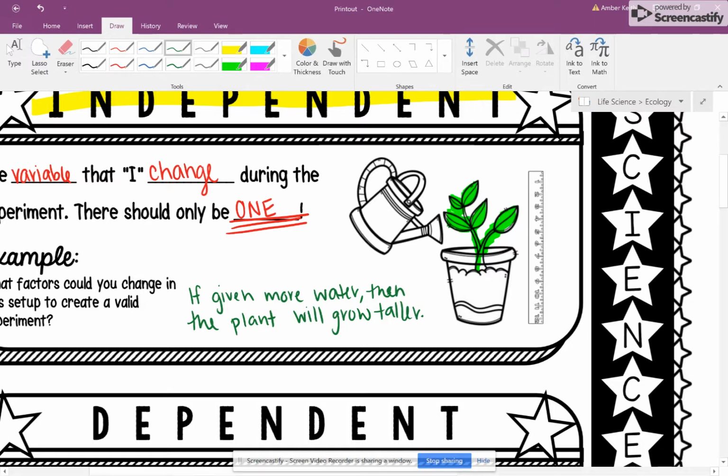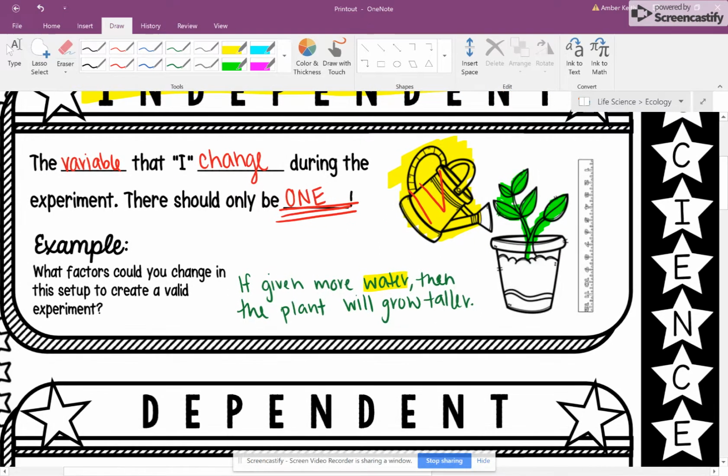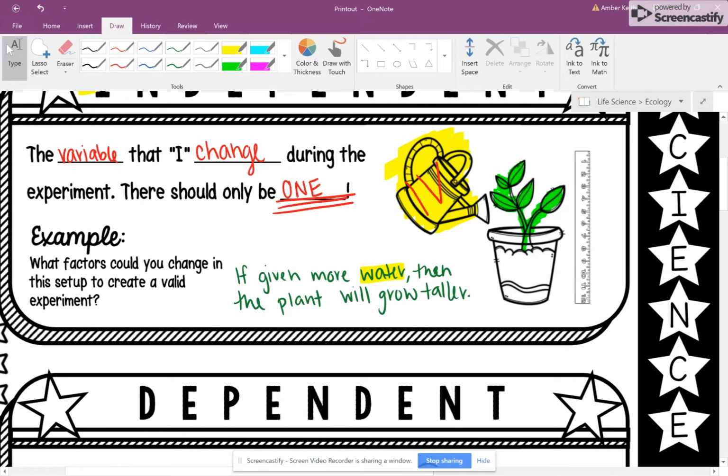Okay? In our hypothesis, the independent variable we are using is the water. So, for that purpose, I'm going to highlight the watering can and label it independent variable, marking it IV, so we know that that's our independent variable in this experiment. We could change a lot of other factors in this as well, but remember, you only change one, and for this purpose, given this hypothesis, the water quantity is what we are changing.